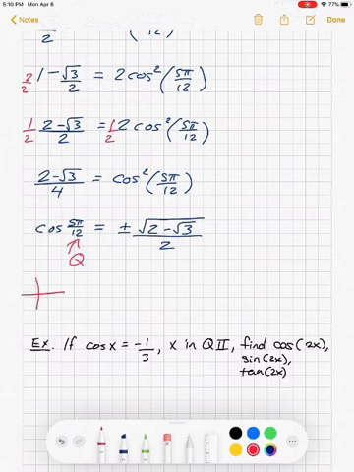Which quadrant is 5 pi 12ths in? Well, I guess 6 pi 12ths would be pi over 2. So 5 pi 12ths is here. So again, this is in quadrant 1. If it were in quadrant 2, I would choose the negative branch. But because it's in quadrant 1, I'm going to choose the positive branch.